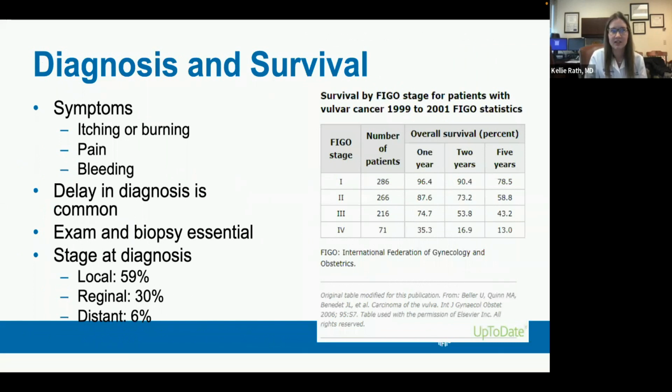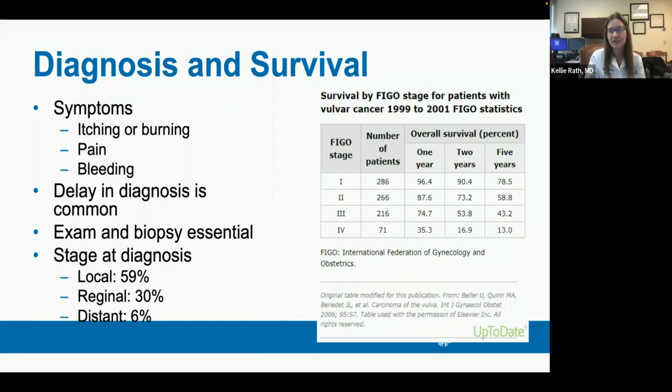Diagnosis, most patients develop itching or burning, pain or bleeding. Delay in diagnosis of these patients is pretty common, especially as patients age. Even younger, they're hesitant to share with their physician. This area is intimate and people are a bit embarrassed sometimes. Additionally, sometimes people complain of itching and are misdiagnosed with a yeast infection. So certainly very important for these patients to have an examination, and if their primary care provider isn't somebody that's doing gynecology, referring them to see a gynecologist. An exam and a biopsy is essential.